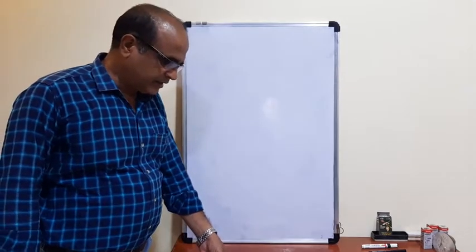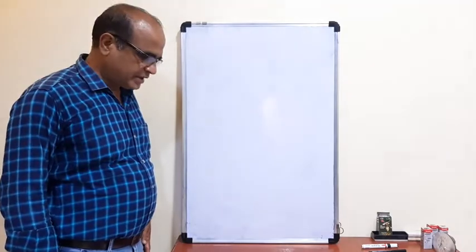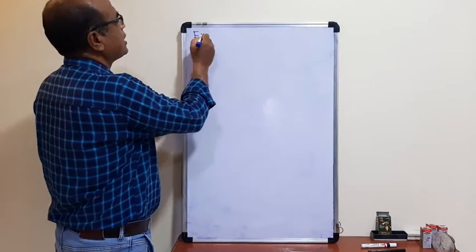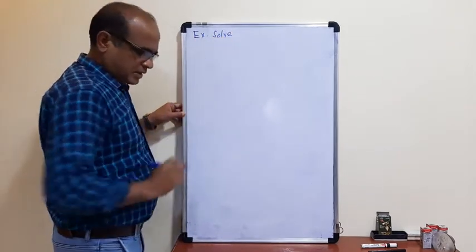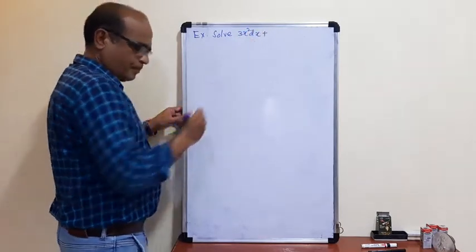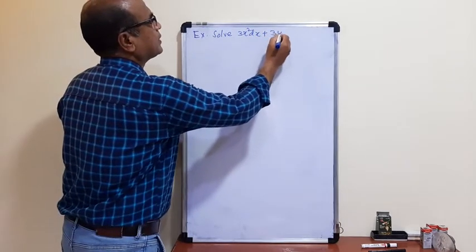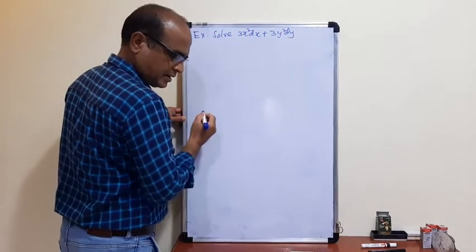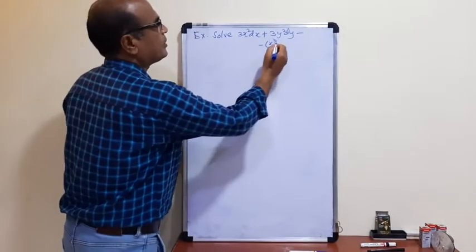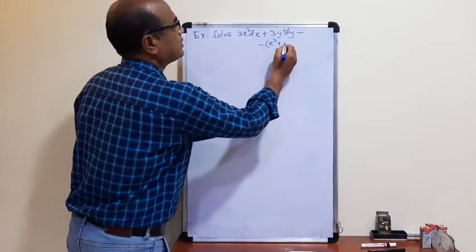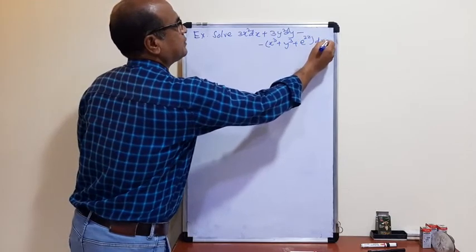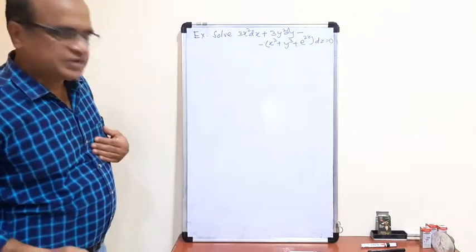So now in this lecture we solve the examples of total differential equation. Let us take an example. Solve 3x square dx plus 3y square dy minus x cube plus y cube plus e raised to 2z dz is equal to 0. So solve this differential equation.